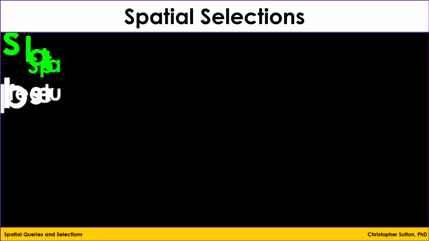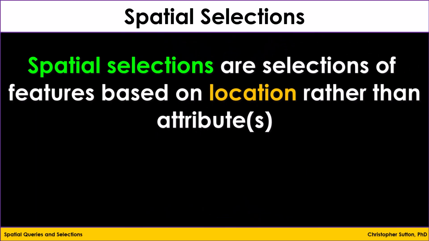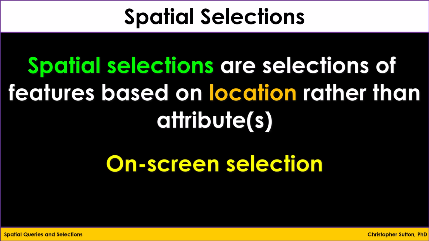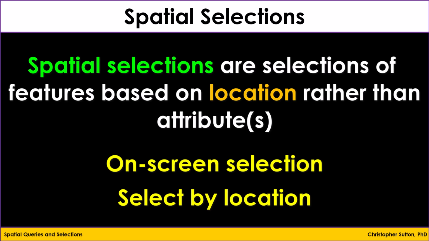In this video, we will wrap up our introduction to queries and selections with an examination of spatial queries and selections. Spatial selections are when we select features based on location rather than an attribute. The two primary methods for spatial selection are on-screen selections and selecting by location.